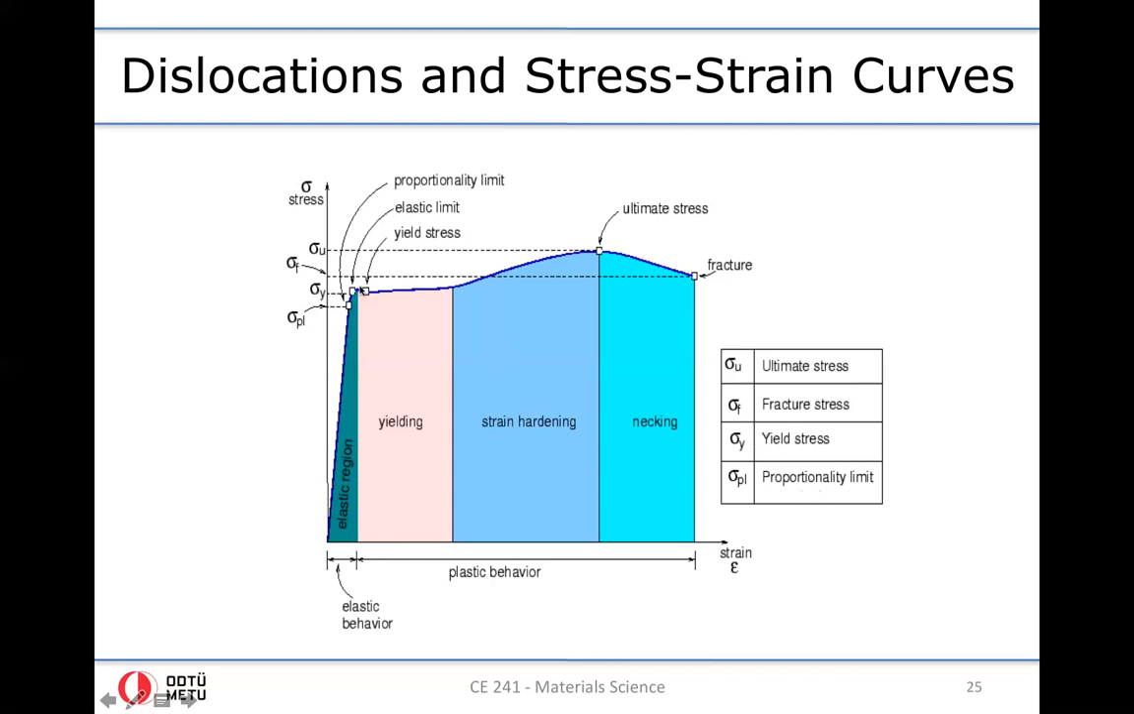So these yield stress and proportionality limit are generally very close to each other, and the proportionality limit is still within the elastic region, the assumed elastic region. But beyond the proportionality limit, we start to observe some deviation from the proportional linear line, the elastic line, and the material behavior will become essentially nonlinear here, as you see.